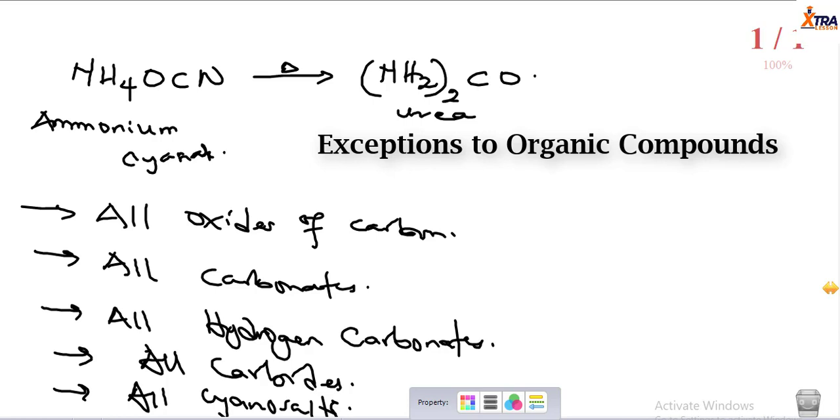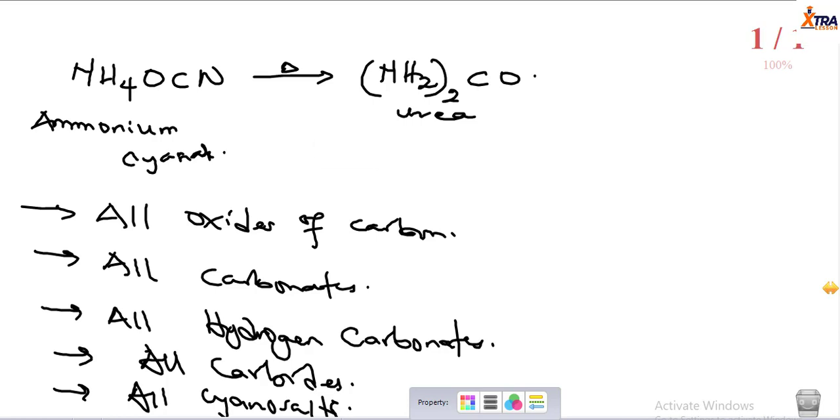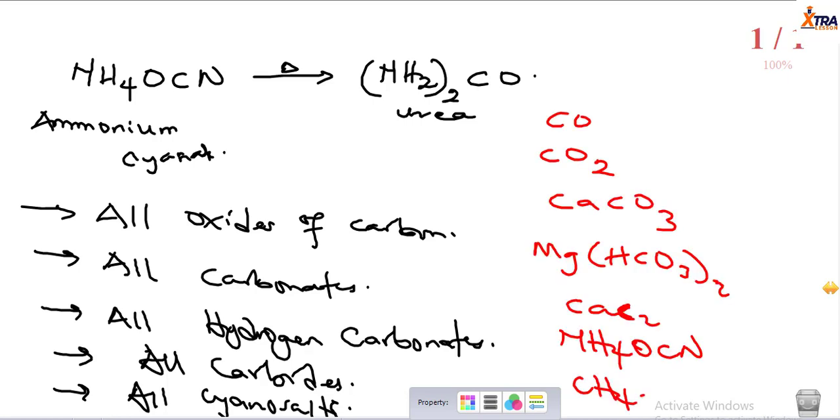So imagine you were given the following compounds and you were asked to classify them as either organic or inorganic. You were asked whether these are organic or inorganic. What is this first one? It is carbon monoxide. From the name, it is an oxide of carbon, so being an oxide of carbon makes it inorganic, right? This is carbon dioxide. It's also an oxide of carbon, which makes it inorganic.